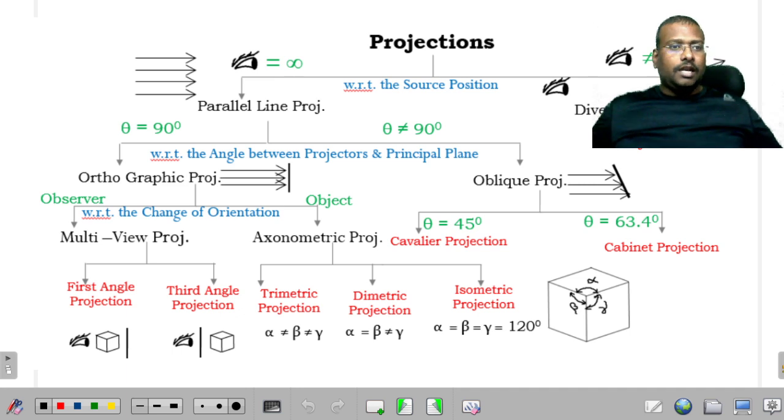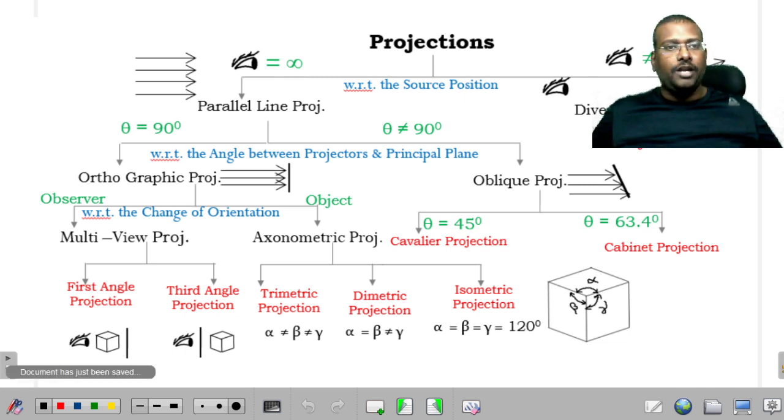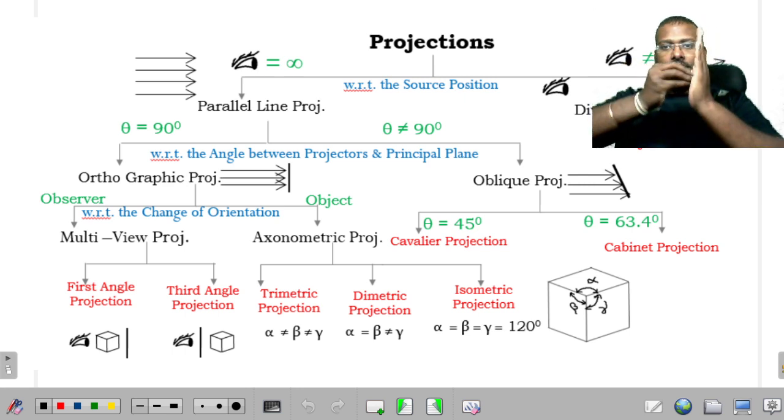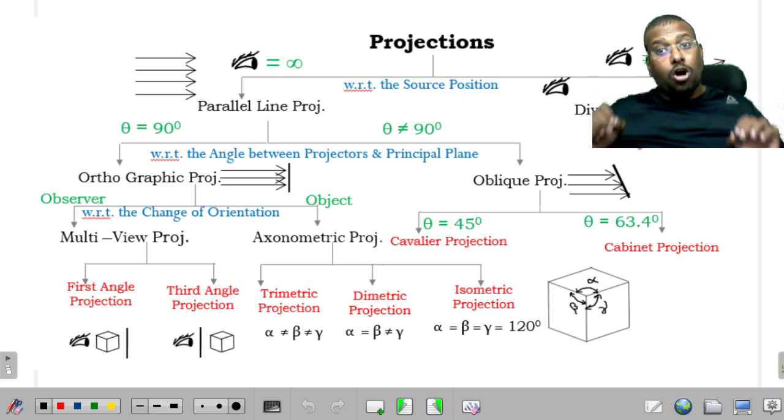Depending upon the angle between projectors and principal plane, they are divided into two broad classifications. If the projectors and principal plane are perpendicular to each other, then it is considered as orthographic projection. If they are other than 90 degrees, then it is considered as oblique projection.